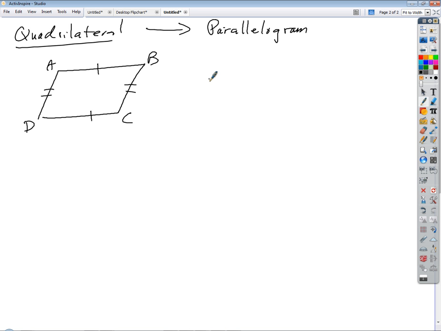Couldn't you have a rectangle too? You could. That's true. But what do you think? A rectangle. That makes sense? Yeah. Okay.